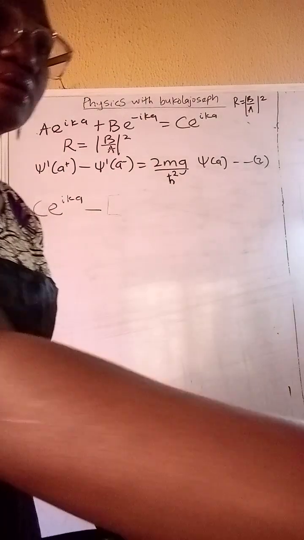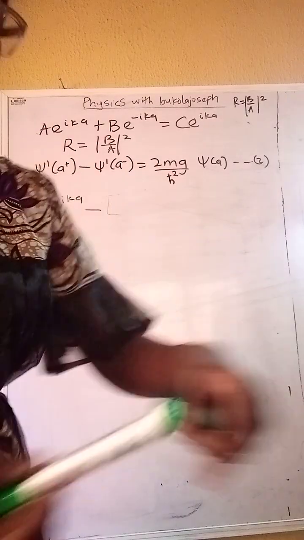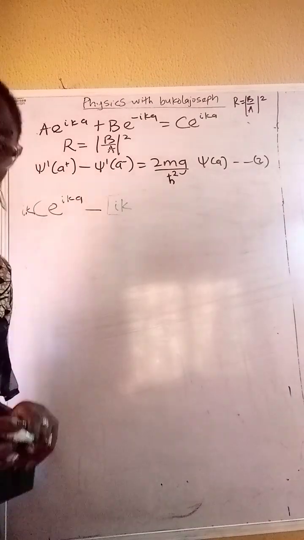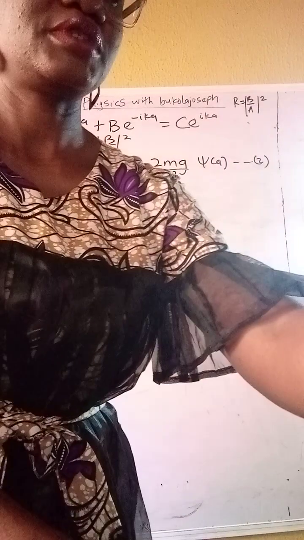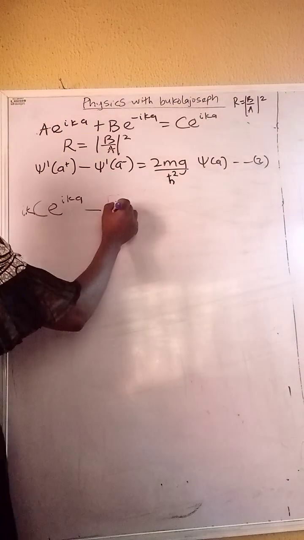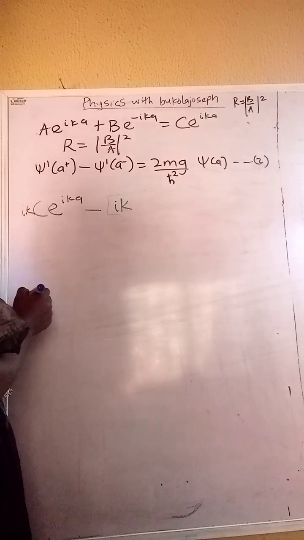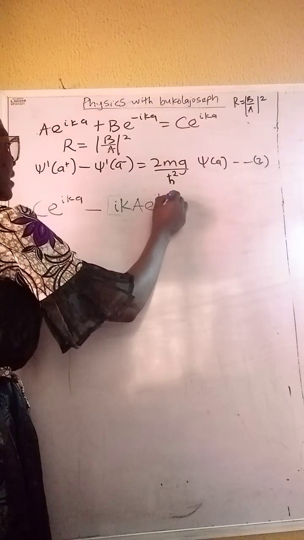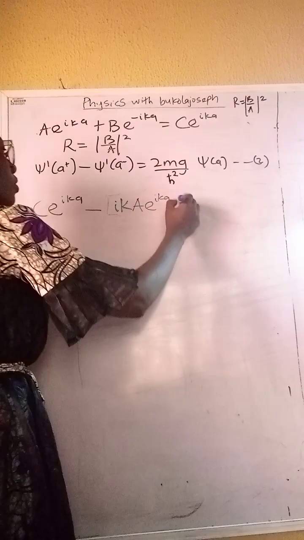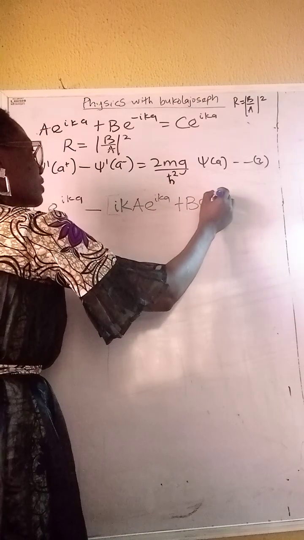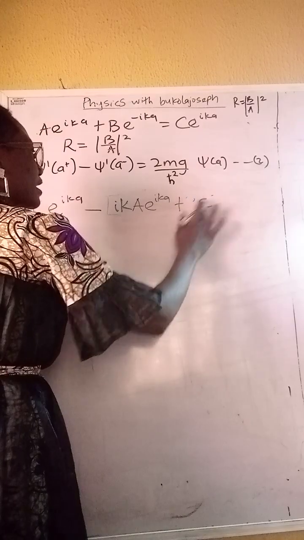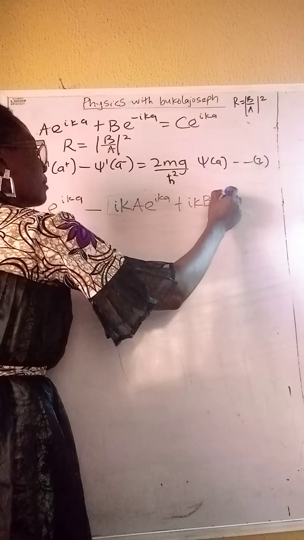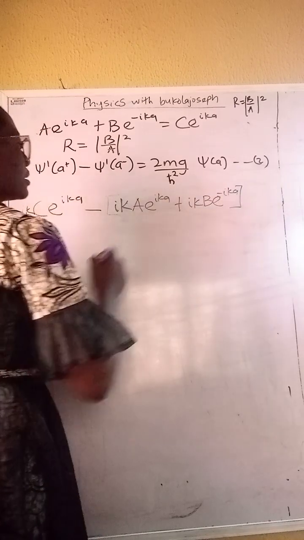So we have ik, ik A exponential ika, all right? Then plus B exponential minus, there's going to be ik because we're differentiating. So ik B exponential minus ika, close the brackets.